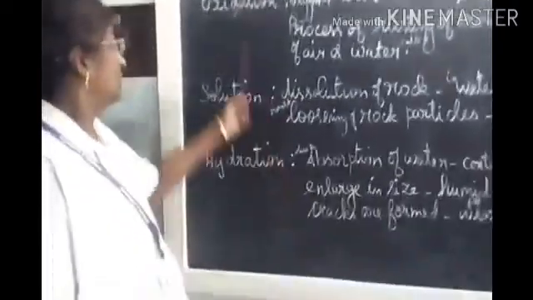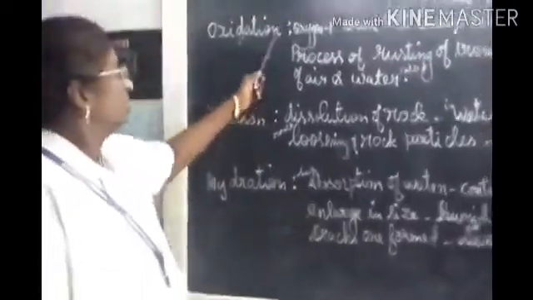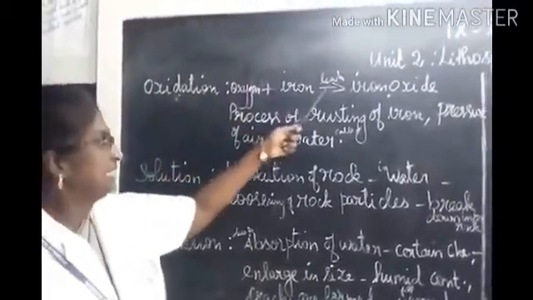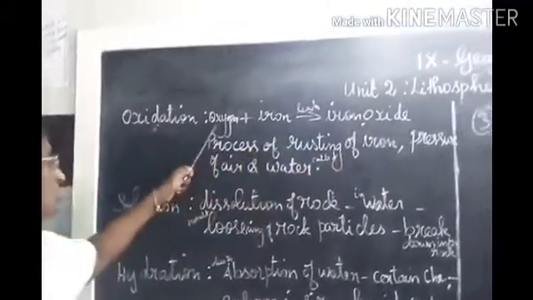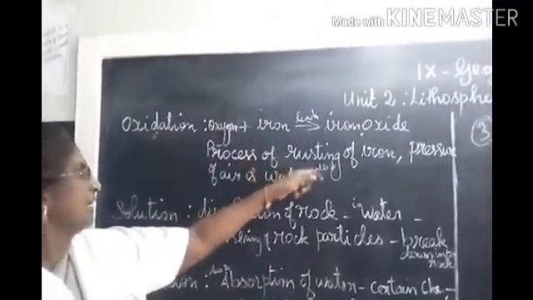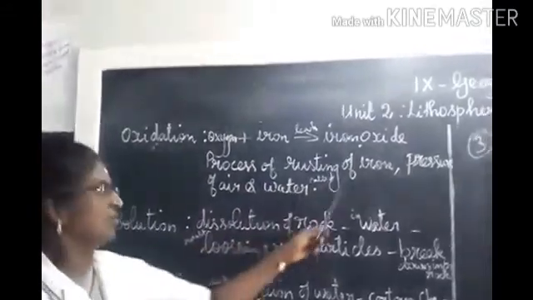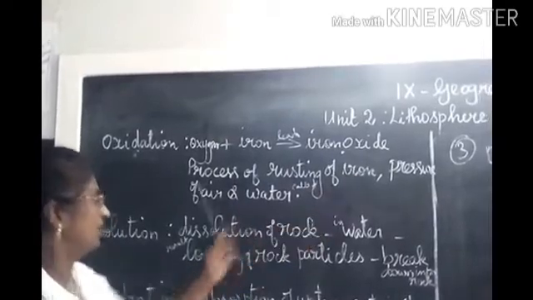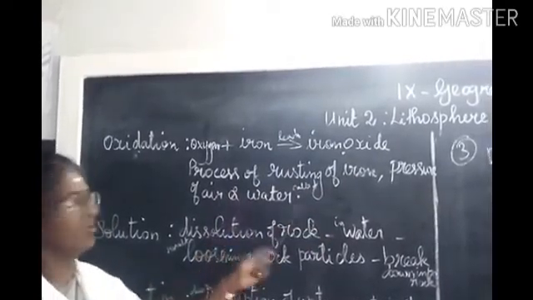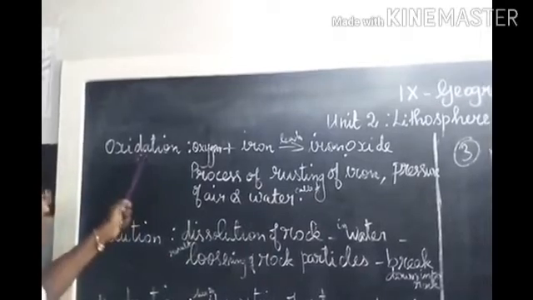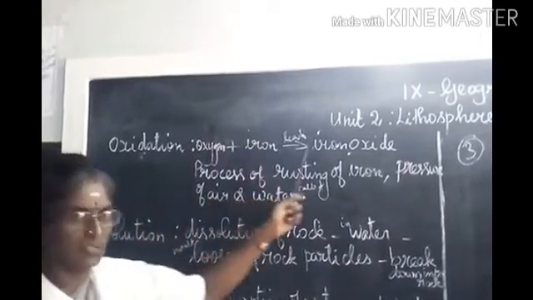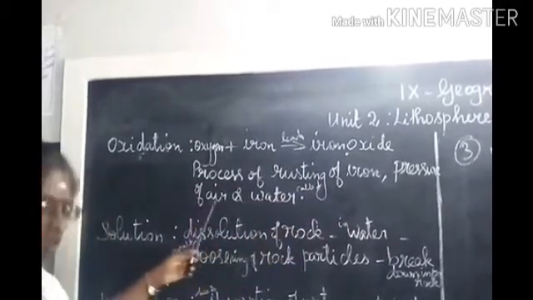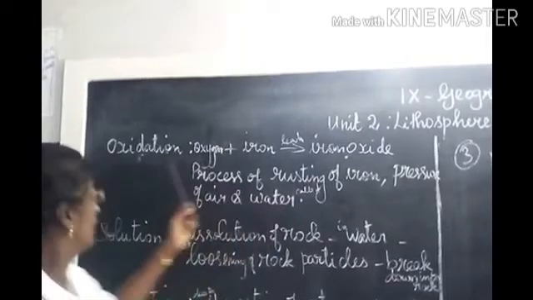The next type is oxidation. When the oxygen that is present in the atmosphere mixes with iron, it leads to iron oxide. So oxygen plus iron gives iron oxide. The process of rusting of iron in the presence of air and water is called oxidation.